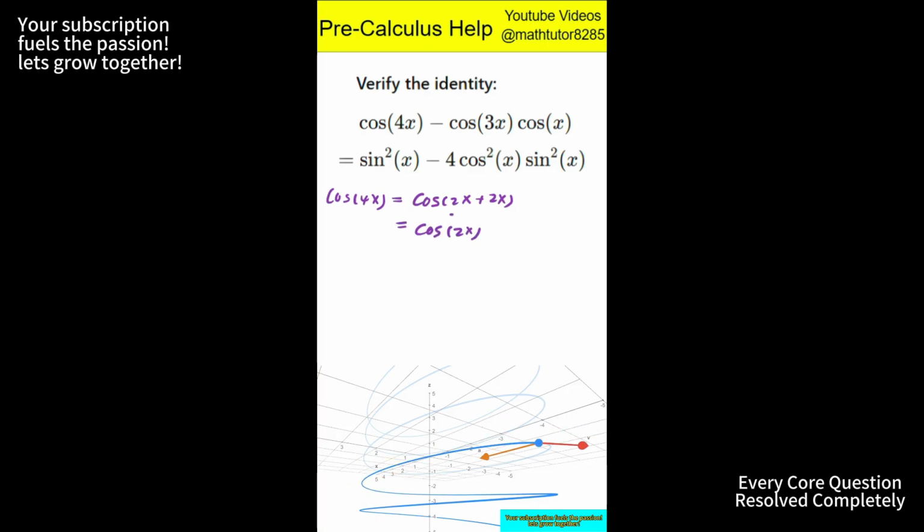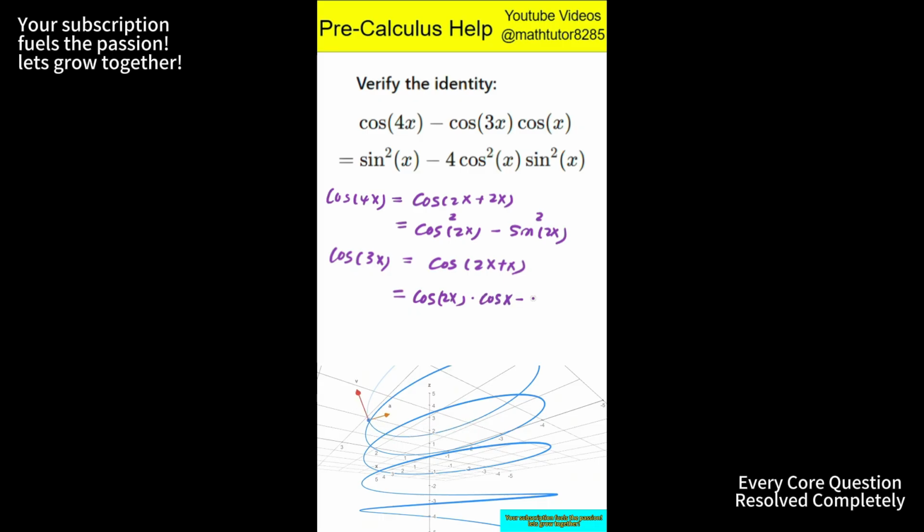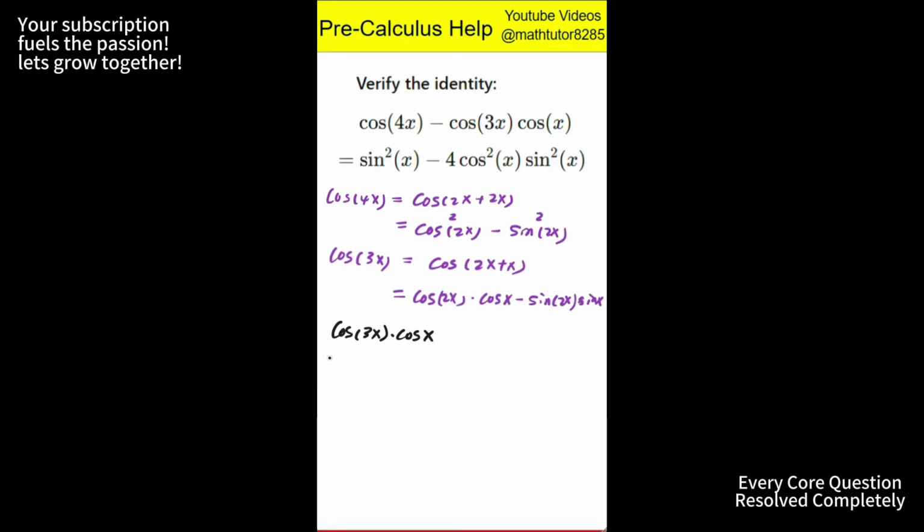Cosine of 4x is rewritten as cosine of 2x plus 2x, which becomes cosine squared of 2x minus sine squared of 2x. Then we rewrite cosine of 3x as cosine of 2x plus x, which expands into cosine of 2x times cosine of x, minus sine of 2x times sine of x. Multiplying this by cosine of x gives us cosine of 2x times cosine squared of x, minus sine of 2x times sine of x times cosine of x.